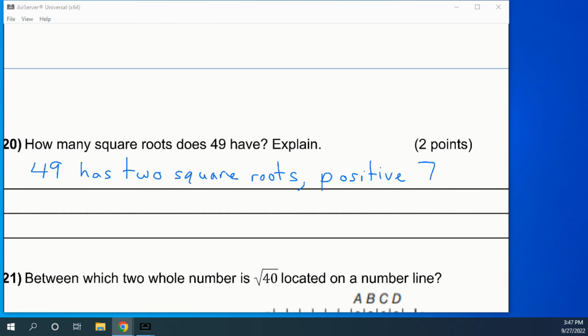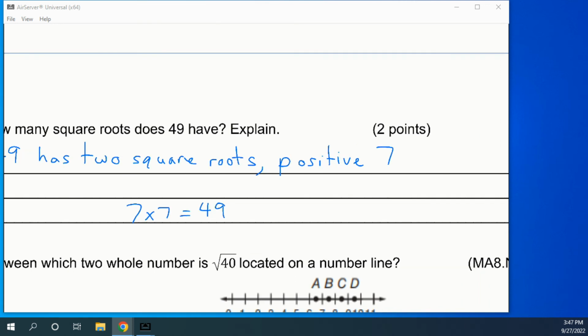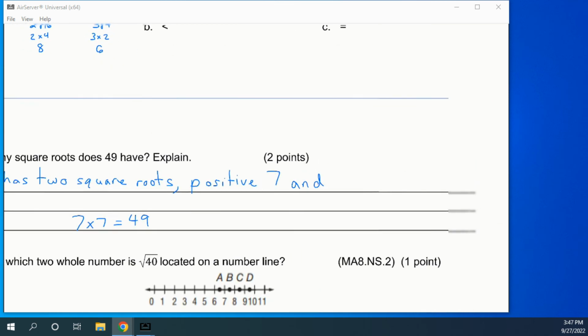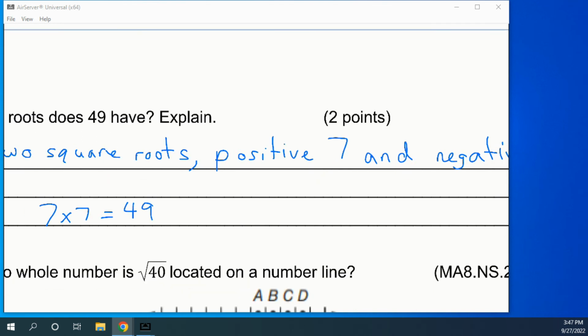Positive 7 is going to get you 7 times 7 equals 49. But also, what other number times itself will get you a positive 49? That's going to be negative 7. So negative 7 times negative 7 will also get you positive 49.